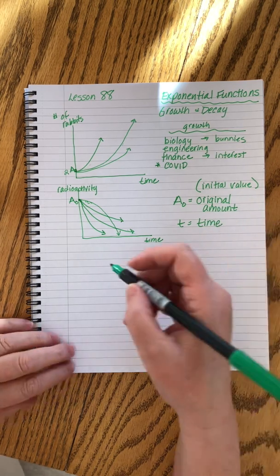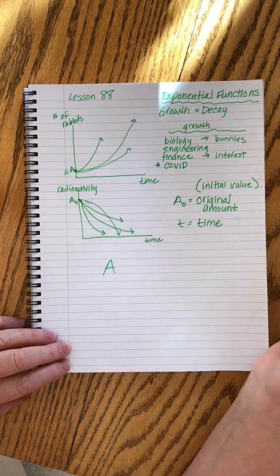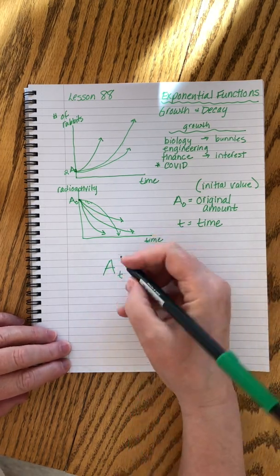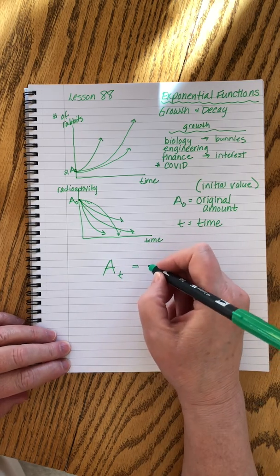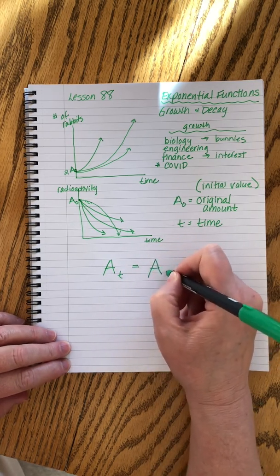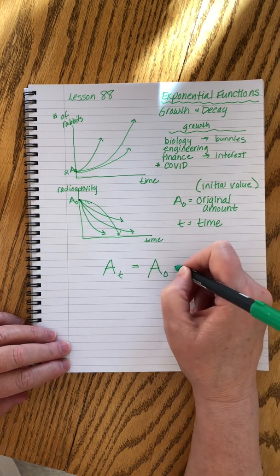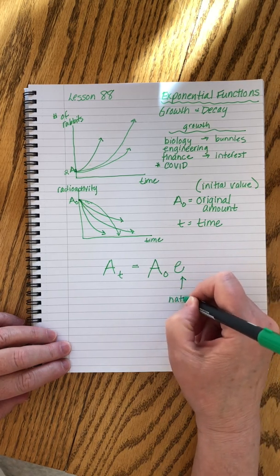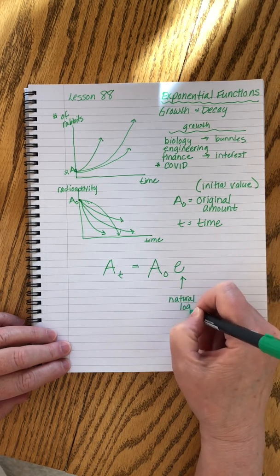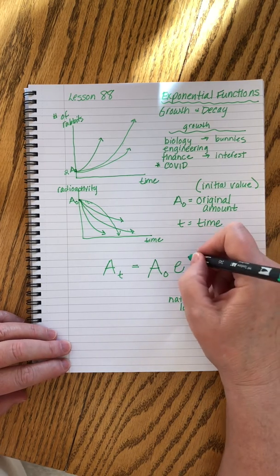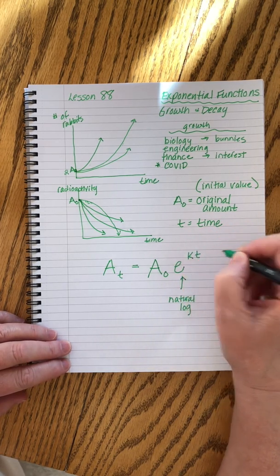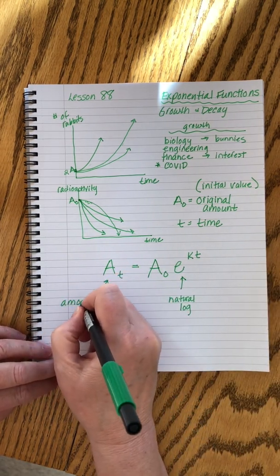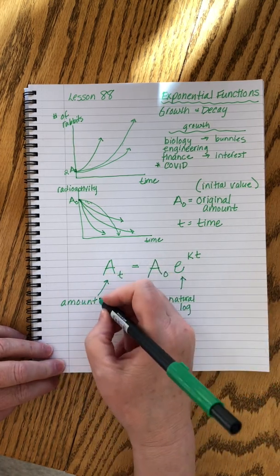Now, that leads us to the equation that we use. The amount of the substance that you have at any point in time is equal to the amount that you had in the beginning times the natural log raised to the power of a constant times the time. So let's just finish filling this in, and then I'll say a few more words about this before we put it to use.